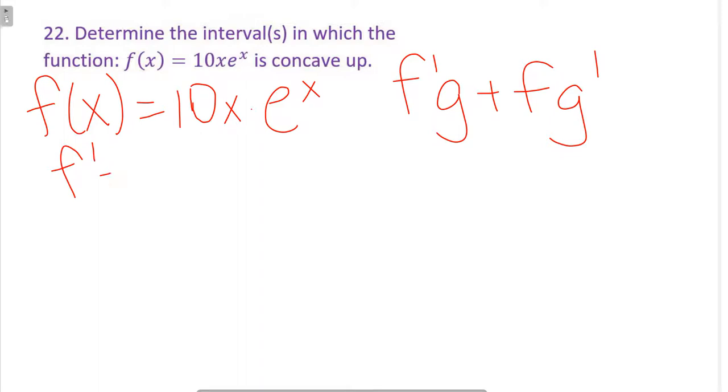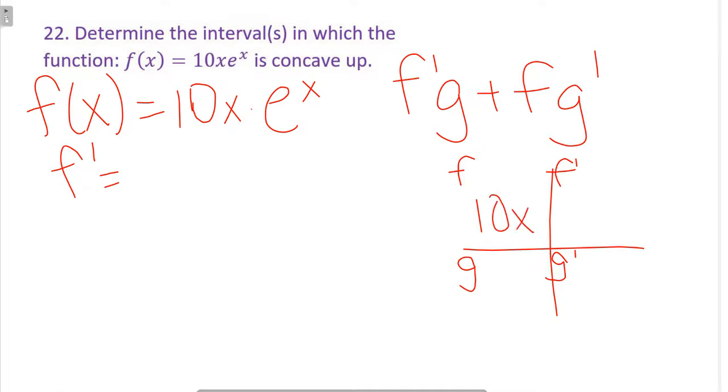So f prime is going to be, well, let's see. This might be a good case where you put your f and your g over here, and your f prime and your g prime over here, and make a little table for yourself. If f is 10x, then f prime is 10. g is e to the x, and that's its own derivative, so that's easy. And now you can use this and pick things out of it based on f prime g plus f g prime. You don't have to do this little table, but sometimes it's helpful so you don't get lost in your work.